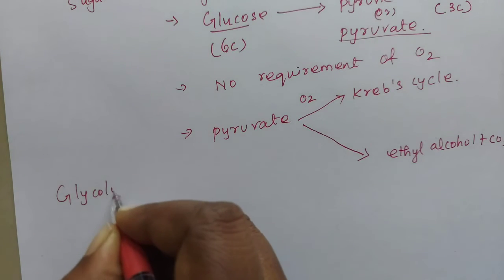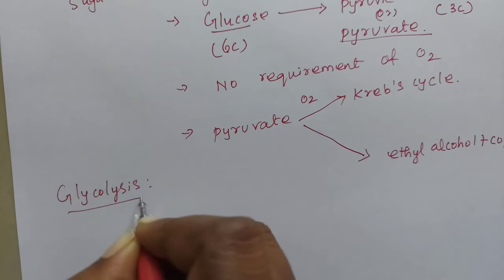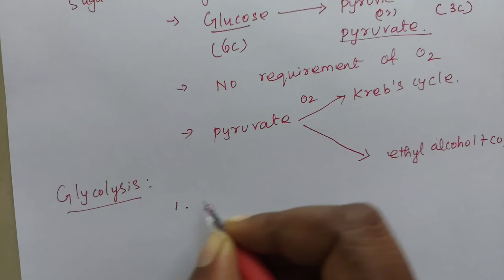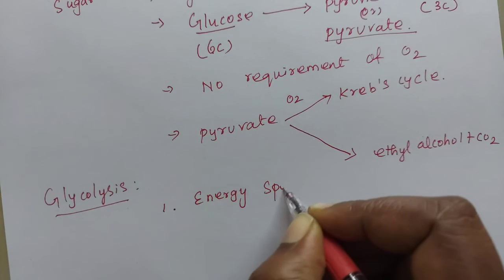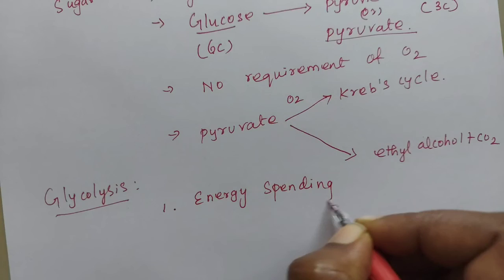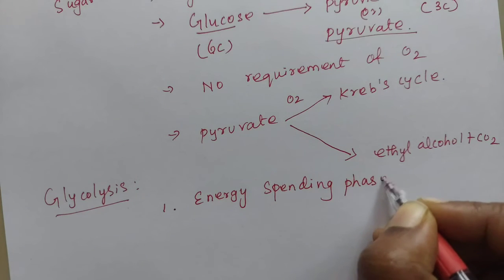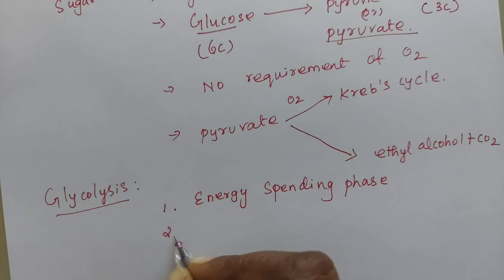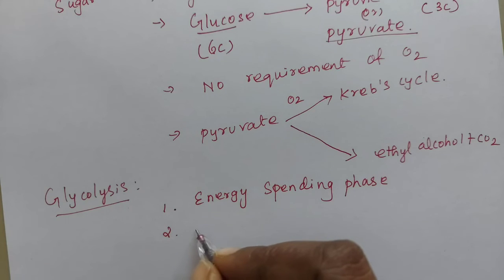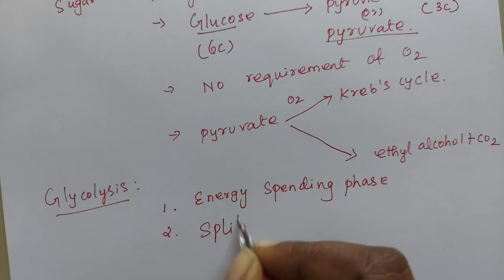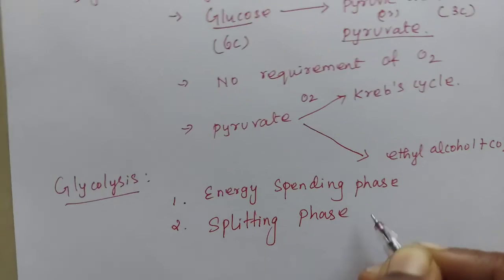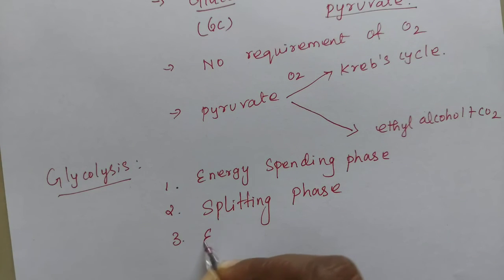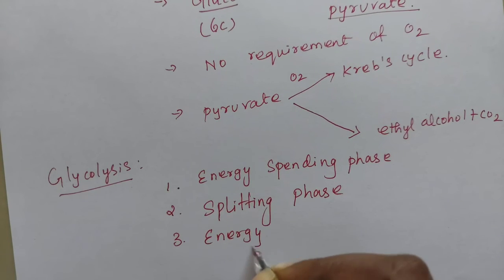Glycolysis involves 3 important steps. The first step is known as the energy spending phase. The next step in glycolysis is the splitting phase. The third phase of glycolysis is the energy conserving phase.